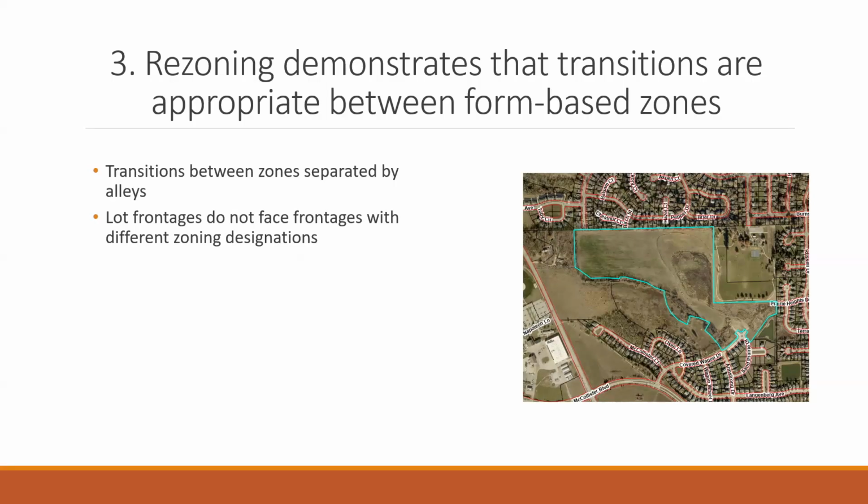The proposed rezoning has demonstrated appropriate transitions between form-based zoning designations. On blocks that are proposed to contain multiple form-based zoning designations, the transitions between zones are separated by alleys to ensure that lots are fronted by parcels with identical zoning designations. There are portions of the proposed project where the T3 neighborhood edge lots are fronted by lots zoned T3 neighborhood general. However, the T3 neighborhood general lots are not facing the frontage of the T3 neighborhood edge lots, demonstrating that an appropriate transition exists between these zones.